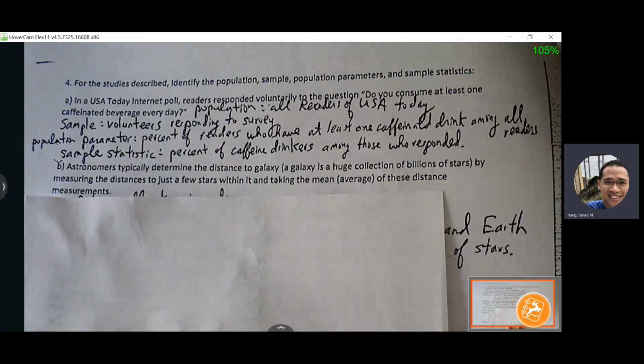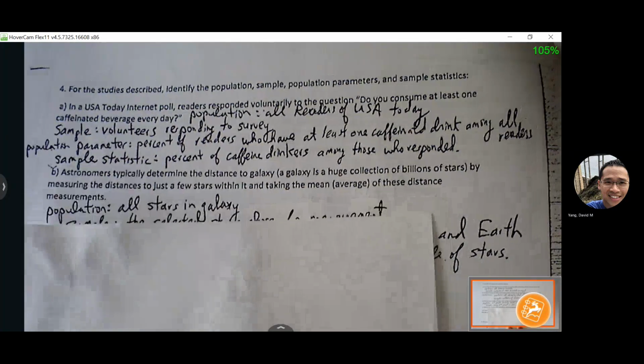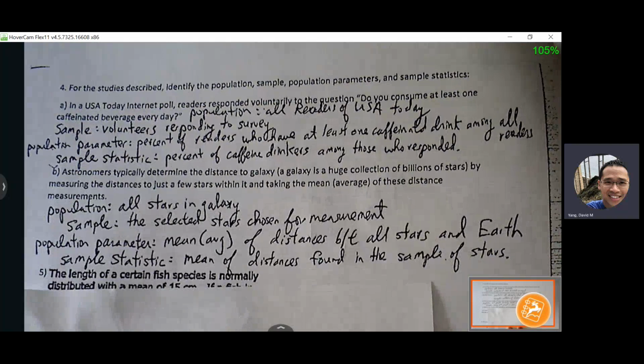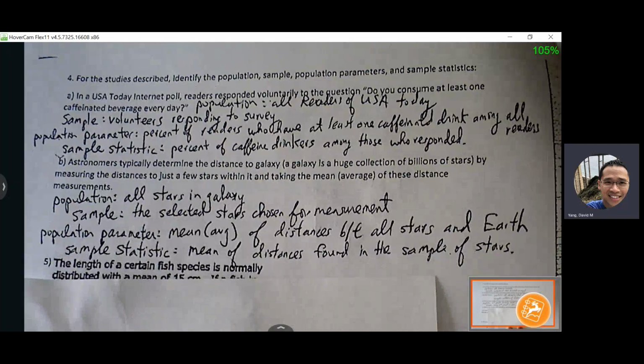Okay, astronomers typically determine the distance to a galaxy, a huge collection of billions of stars, by measuring the distance to just a few stars within it and taking the mean average of these distance measures. So the population will be all the stars in the galaxy, which you're not going to be able to do reasonably. So the sample is just the stars chosen for measurement. Population parameter would be the average distance for all the stars in the galaxy. The sample statistic is what is manageable here: the mean of distance found in the sample of stars.